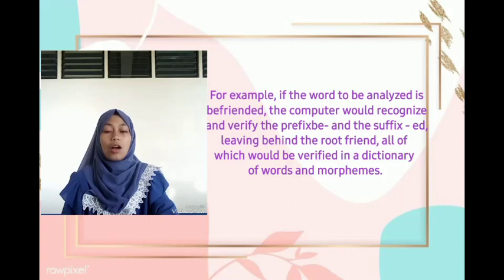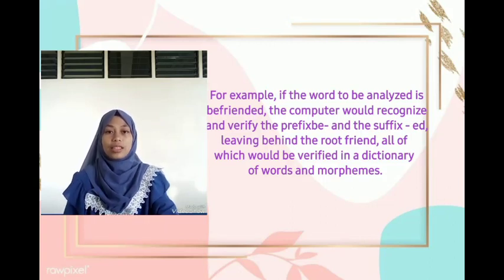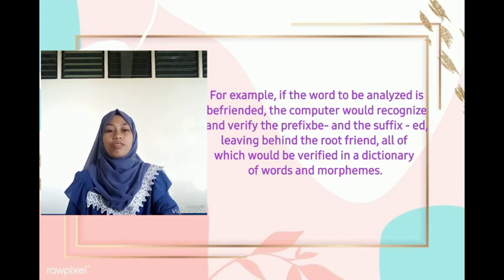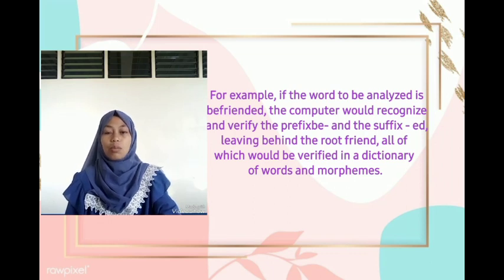So, moving on to one method of morphological analysis, called stemming. Here, affixes are detected and repeatedly stripped off from the beginning and the end of the word, checking the word against the computer dictionary. For example, if the word to be analyzed is befriend, the computer would recognize and verify the prefix be and then the suffix en, leaving behind the root friend, all of which would be verified in a dictionary of words and morphemes.